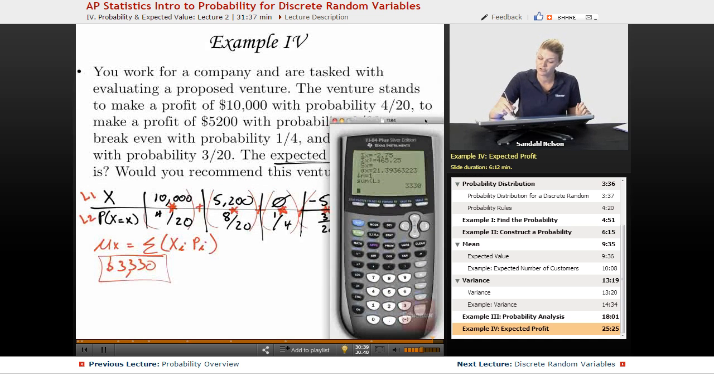Okay, so at this point you should know how to calculate a standard deviation. So we're just going to use our 1-Var Stats. So we're going to say stat, calc, 1-Var Stats. We're going to tell it the list we have our x's in, comma, the list we have our probabilities in, enter, and we see that the mean is 3,330, and the standard deviation is 4,845.